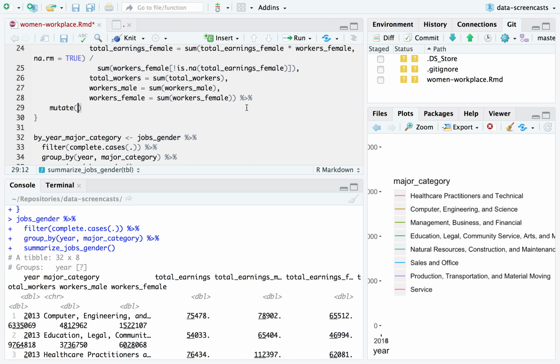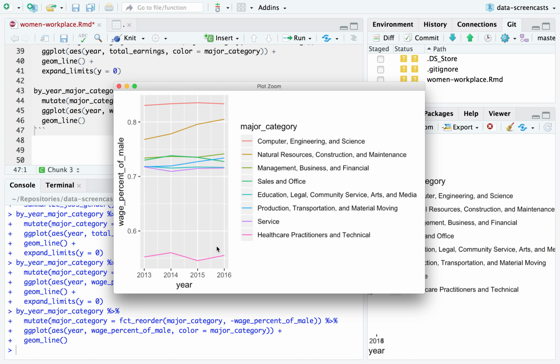I'm going to drop the y equals 0 because everything's above 60%. It gets a little harder to read. All right, it looks like the wage parity is increasing in natural resource construction maintenance. The rest of them have hovered around 70 to 75%, and there's a much larger gap in healthcare practitioners and technical. Okay, I have a guess about healthcare practitioners.